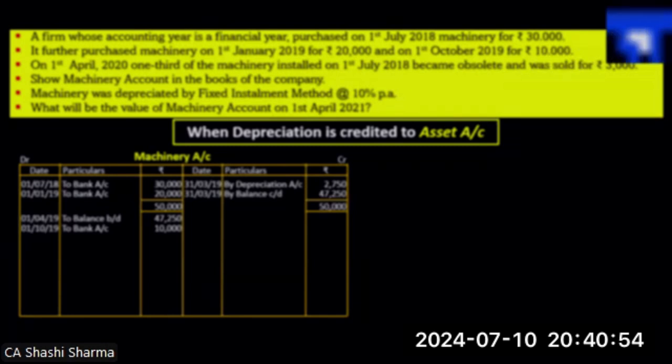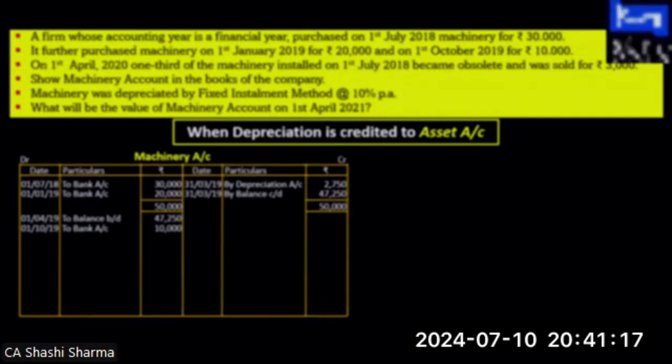The calculation of month. For how many months has this third machine been used? Come on. 6 months, sir. So depreciation will be 500 only.